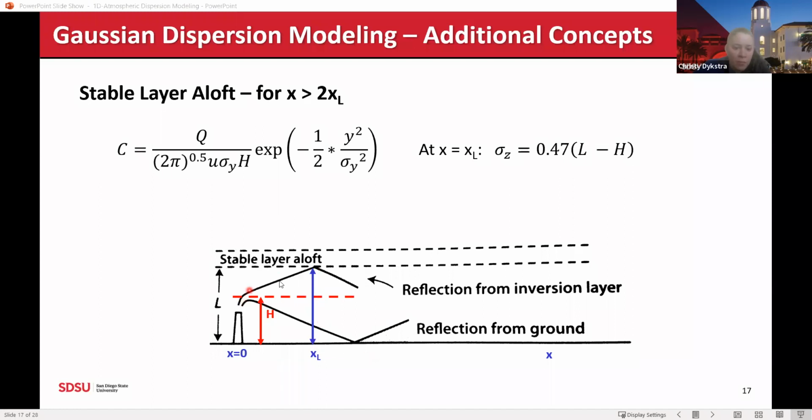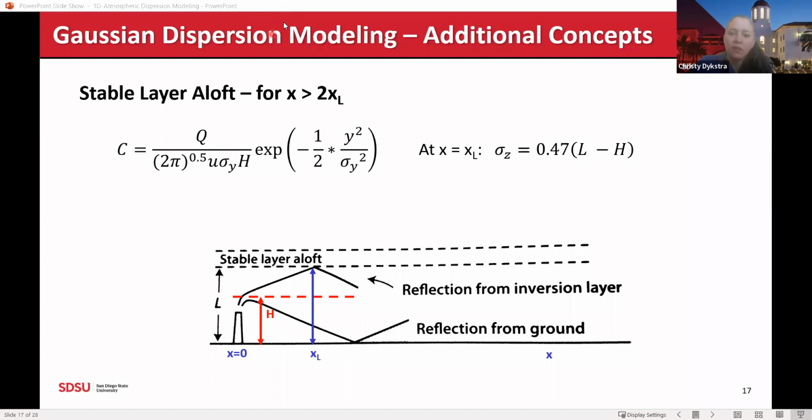This right here, where the top of the plume hits the stable layer aloft, has an X value associated with it. So this is not a height. This is along the X axis here. So the X value right here to here, that will be XL. So XL is basically the distance from your stack along the x-axis where the plume is first starting to reflect off of the stable layer. So here, this distance right here would be XL. If you are looking for a concentration that is way further down, meaning greater than 2XL.